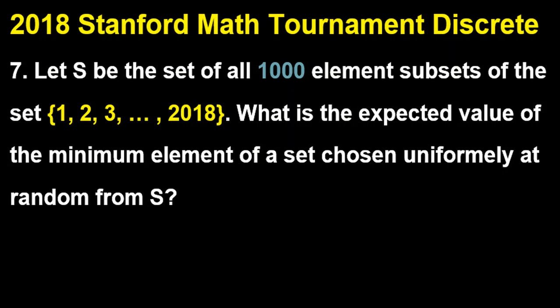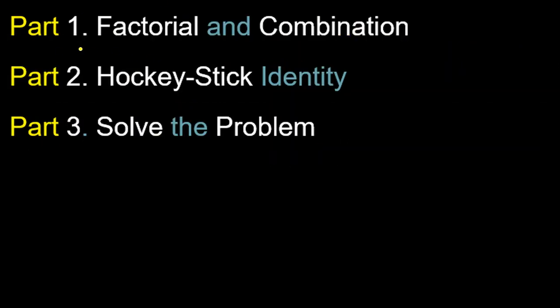Another problem of Stanford Math Tournament 2018 discrete part from combinatorics topic. This video has three parts: part 1, factorial and combination; part 2, hockey stick identity; and part 3, solve the problem. So I've split up the answer into three parts.